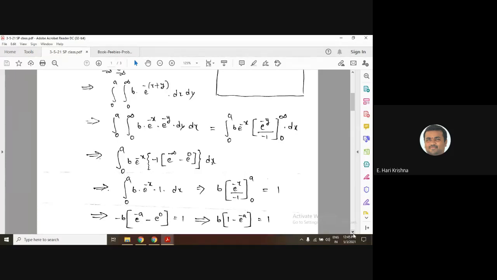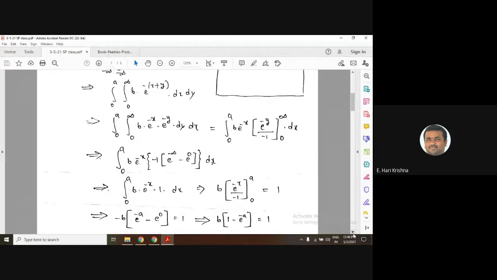The constant b is kept outside. The integration of e power minus x is e power minus x by minus 1, with limits from 0 to a. For y the limits are 0 to infinity, for x the limits are 0 to a, and this is equal to 1, because if it is a valid joint PDF, we must find the value of b in terms of a. So minus 1 kept aside, so minus b multiplied by, substituting upper limit and lower limit, e power minus a minus e power 0. So taking the minus inside the brackets, that is b times (1 minus e power minus a) is equal to 1.